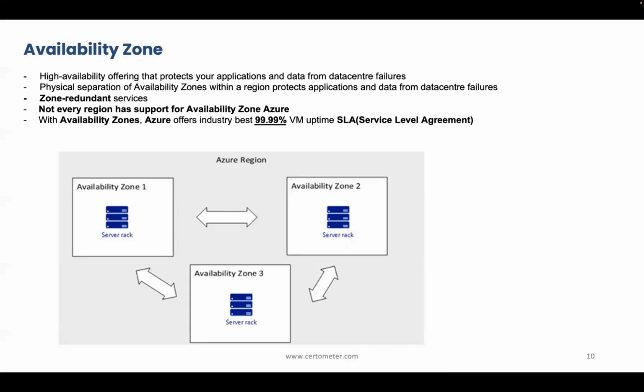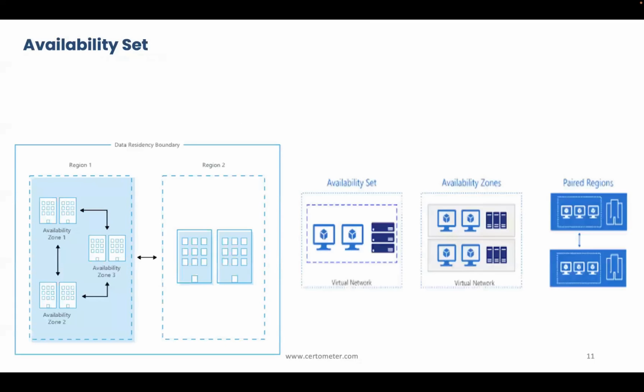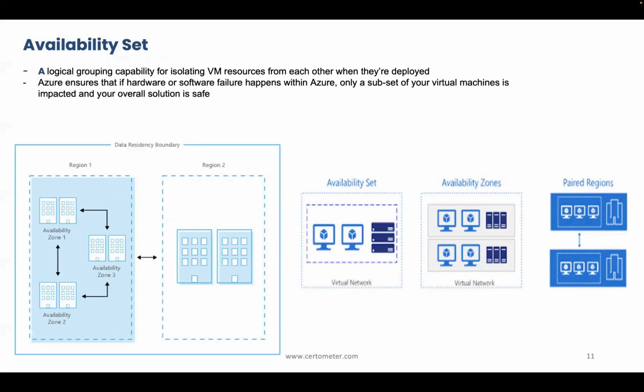Now we'll understand what is availability set. In the next slide, we'll study that. Availability set, as its name describes, is a kind of logical grouping capability for isolating VM resources from each other when they are deployed. By deploying your VMs across multiple hardware nodes, Azure ensures that if a hardware or software failure happens within Azure, then only a subset of your virtual machines is impacted and your overall solution is safe and in working condition. That's the concept of high availability.